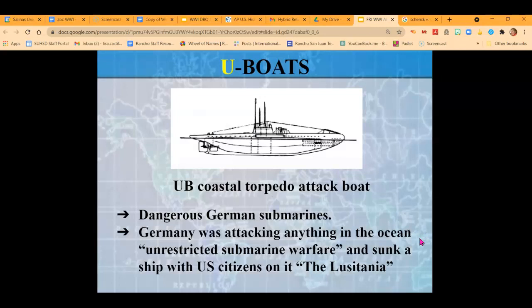U, we are almost to the end of our alphabet here, guys. U is for U-boats. U-boats were submarines. They're German submarines. And of course, Germany was attacking anything in the ocean. They were using unrestricted submarine warfare, and again, those U-boats are going to bring us, the United States, into the war. So you could put U-boats in the in-theater war section, but you could also put it in how or why America got involved in World War I.